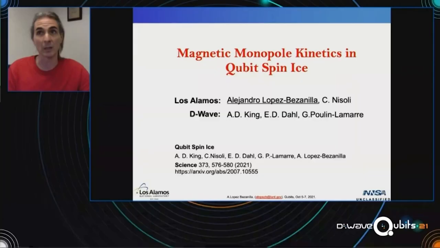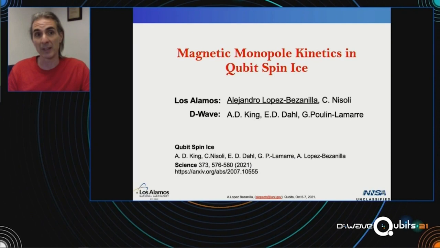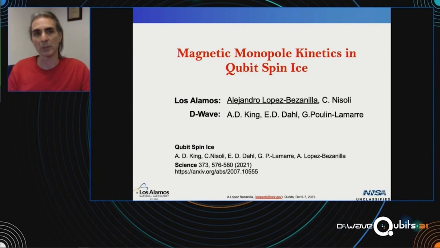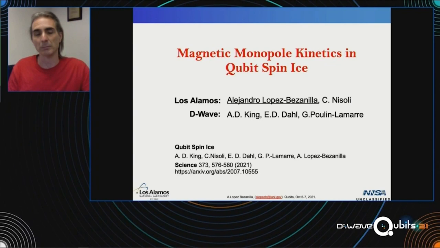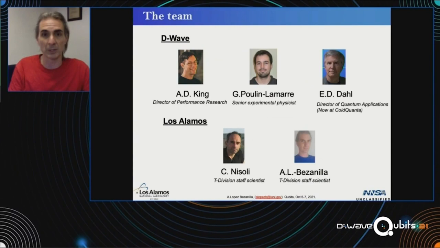The topic of my presentation is going to be magnetic monopoles in qubit lattices, particularly the way we can implement them and how they can move around in a qubit lattice due to the application of quantum fluctuations with a transverse field. So all the details can be found in this publication.